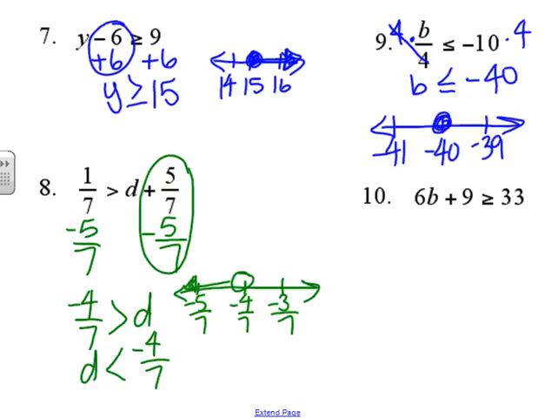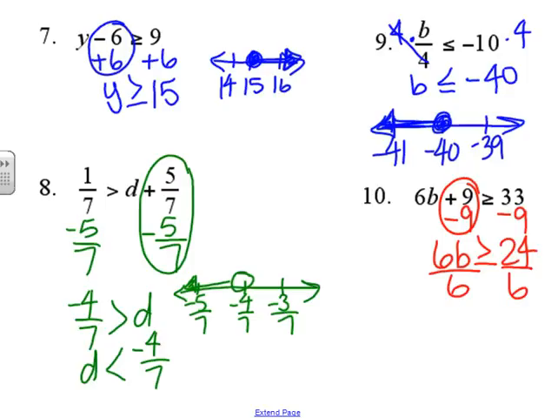Okay, that would be a closed circle with the ray going to the left. Okay, number 10, two-step solving. So start by subtracting 9. You get 6b is greater than or equal to 24. Divide by 6. b is greater than or equal to 4. So closed circle, ray going to the right.